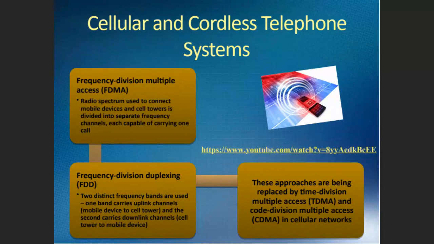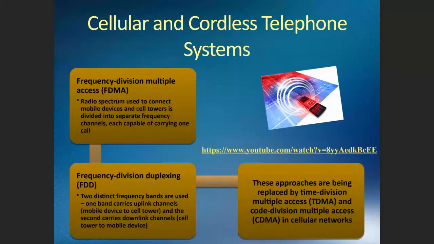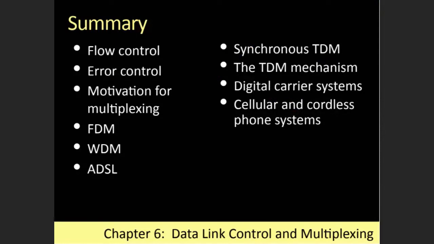Last slide is the summary. We talked about flow control, error control, why we need multiplexing and digital carrier system, cellular and cordless. By the way, as I told you before, now we just say cordless or wireless. Later on in this semester, maybe in November or October, we'll come back again and talk about 1G, 2G, 3G, 4G. So it's like this course is designed like this. First, they give you general information, then again, we come and dig deep into it, okay?